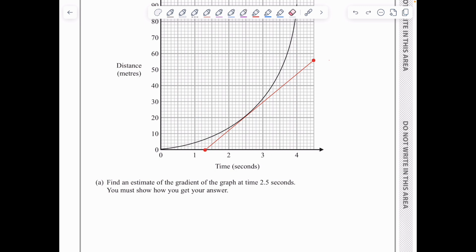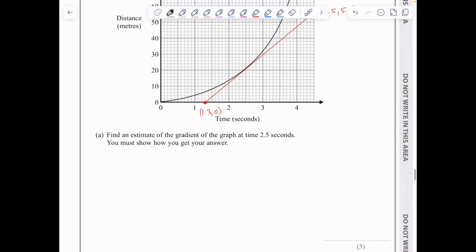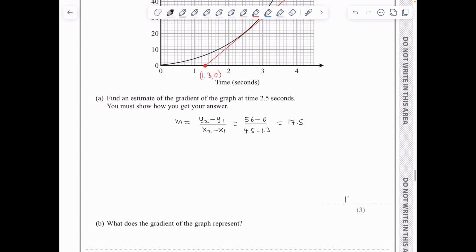So I'm going to take the endpoints on the right hand side. We can see that we are at the point 4.5, 56, and on the left hand side we are at 1.3, 0. Well, we know that the gradient is rise over run. It's given by y2 minus y1 over x2 minus x1, which means we're looking at 56 minus 0 over 4.5 minus 1.3. This gives an answer of 17.5, which is my estimate for the gradient.